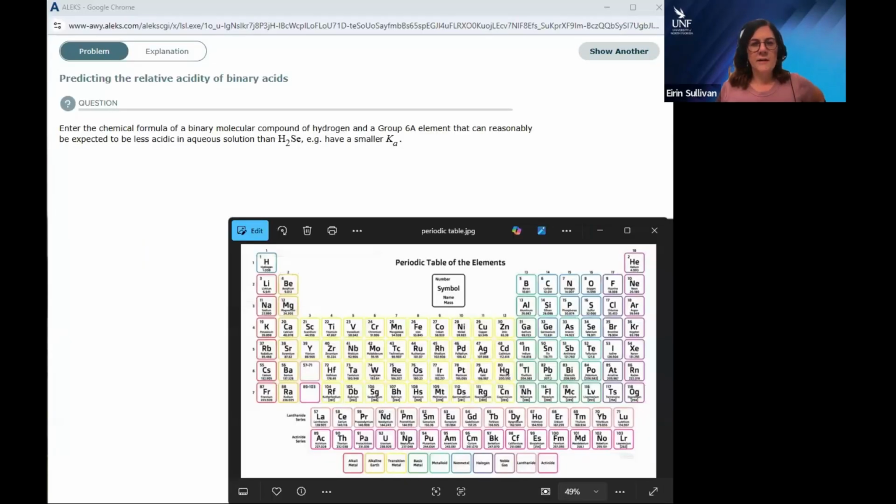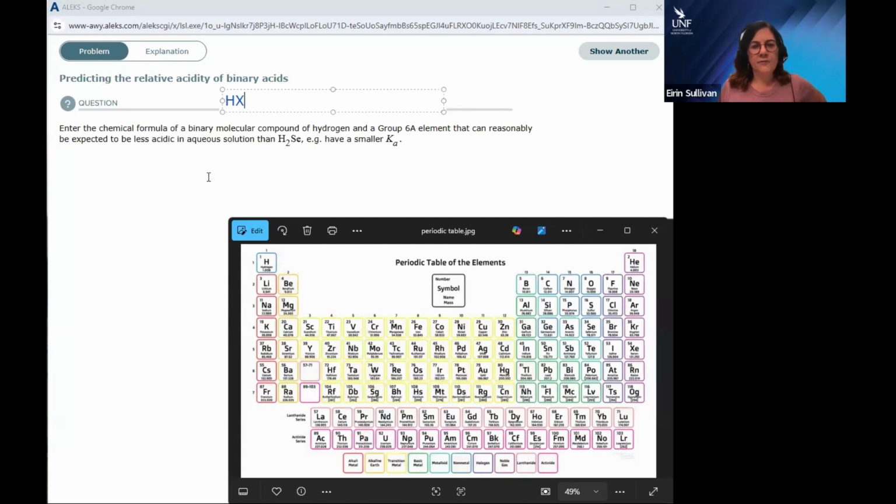Predicting the relative acidity of binary acids. So a binary acid just means that you have hydrogen bonded to one other element. So the generic formula of a binary acid will be HX. Being hydrogen, that's the proton that's going to be ionized when that acid dissociates, and X is going to be some monoatomic anion. Okay, so for instance, HCl, hydrochloric acid, would be a binary acid.